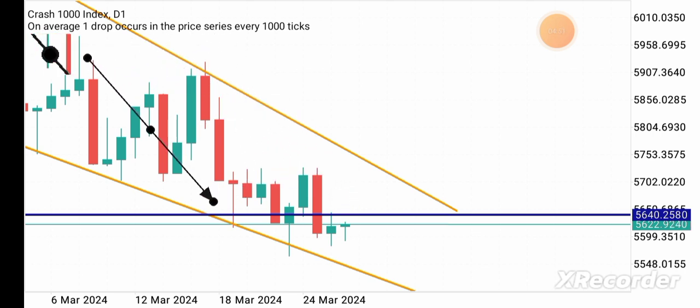But there's another point in the market which you should be concerned about. You can see where we have the low of this candlestick here.